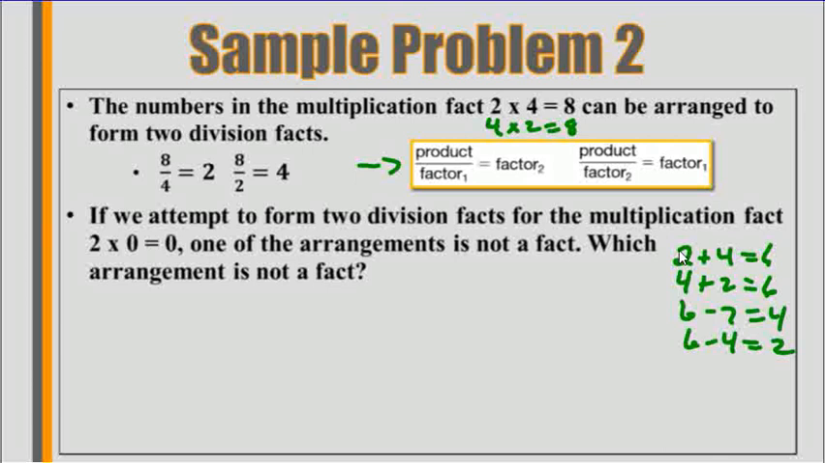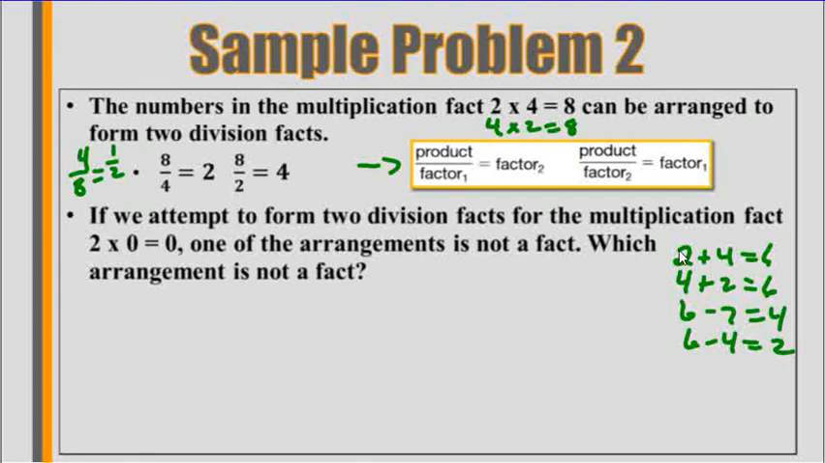That's true. But for the 2 division facts, the product has to be in the numerator. So it has to be 8 divided by 4, which gives us 2, and 8 divided by 2 gives us 4. We cannot do 4 divided by 8 to give us 2, because that would not be true. 4 divided by 2 equals half, which is not one of our factors.